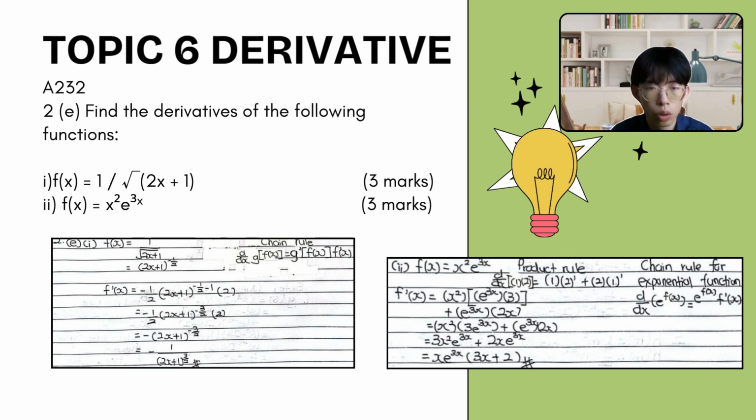For Roman 2, we are going to use the product rule and the chain rule for the exponential function to derive it. The first part in the product rule that we apply is x squared, and the second part is e to the power of 3x. And we need to follow the formulas so that we can get the actual answer for it.